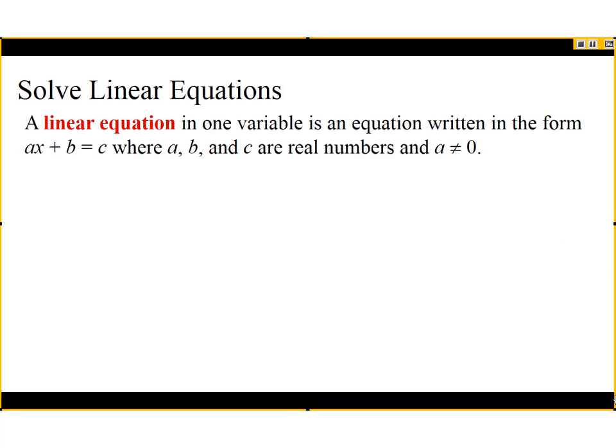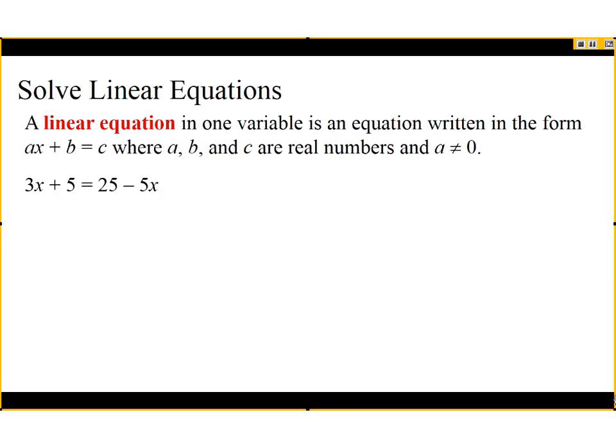Solving linear equations should be reviewed for most of you at this point. A linear equation in one variable is an equation written in the form ax plus b is equal to c, where a, b, and c are real numbers and a cannot be equal to 0. Why a cannot be equal to 0, anyone? Those of you following this live with me. Why a cannot be equal to 0? Yeah, because if a is equal to 0, then we don't have any variable x there, right? The x could be gone.